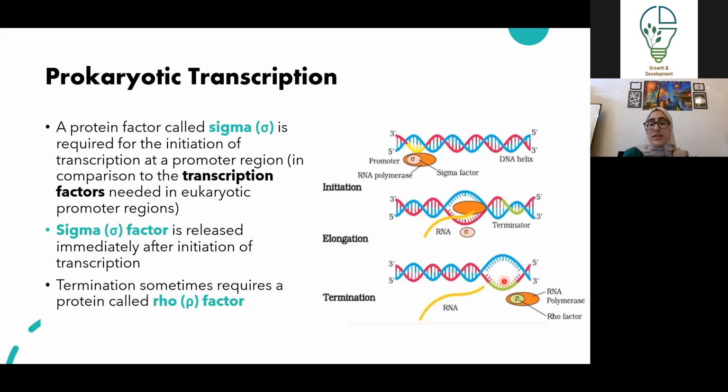And then finally, at the termination, you have something called a rho factor here. And that is how the RNA polymerase in prokaryotes knows where to let go. So sigma and rho, simple as that.